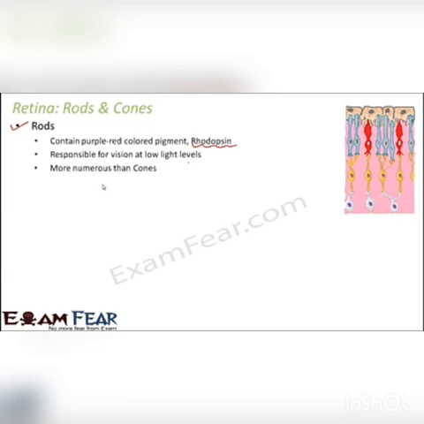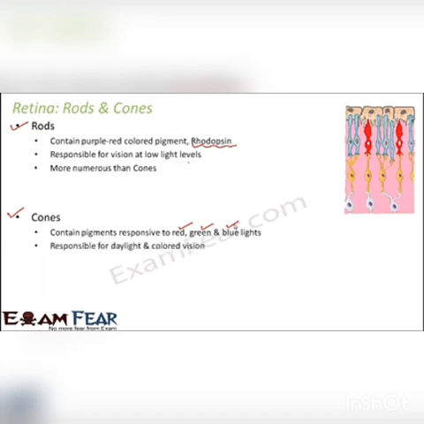Rods are more numerous than cones. If you talk about the number of rods present and the number of cones present, rods are more than that of cones. Now cones are just the opposite. They contain a different pigment which is responsive to red, green and blue light. So they can sense a lot of colorful lights. That is why they help in daylight vision or colored vision. It helps to distinguish colors because it can sense specific colors.